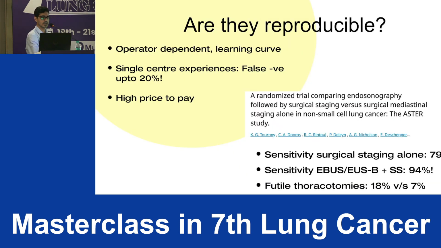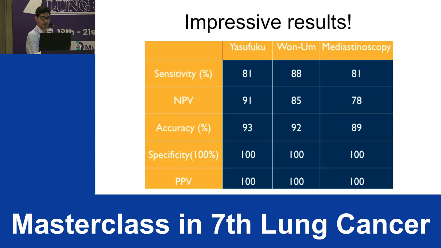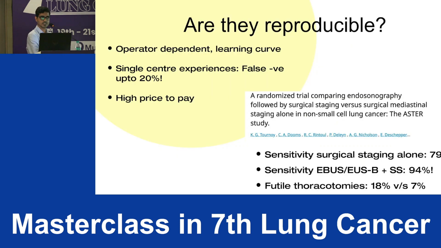But can we get these kinds of results in our real world scenario also? In the Korean paper by Won, more than 90% of the nodes that were sampled had a cell block, that is core biopsy, also done. They sampled every node which was more than 5 millimeters. To achieve that kind of sensitivity with EBUS, you need good expertise. So it is operator dependent with a learning curve. As the expertise increases, the sensitivity also increases.